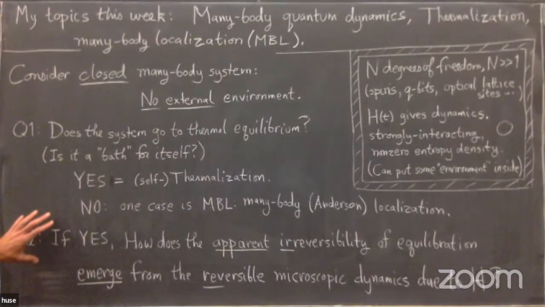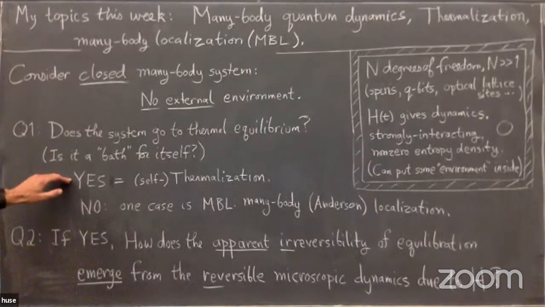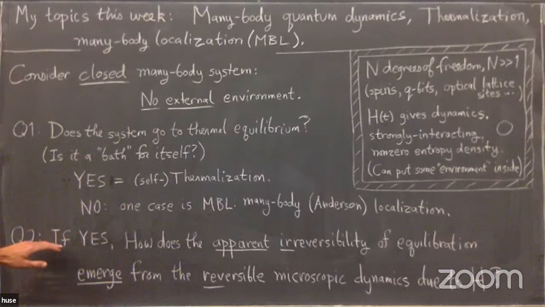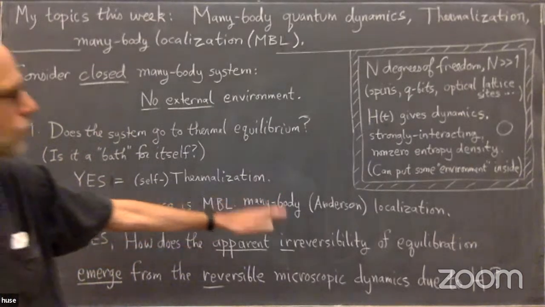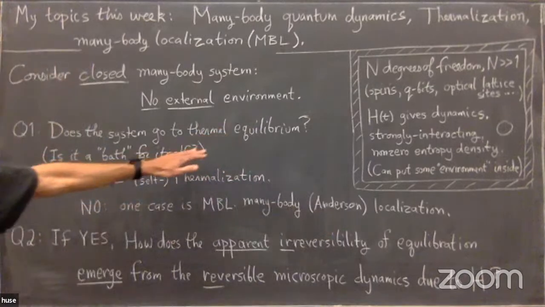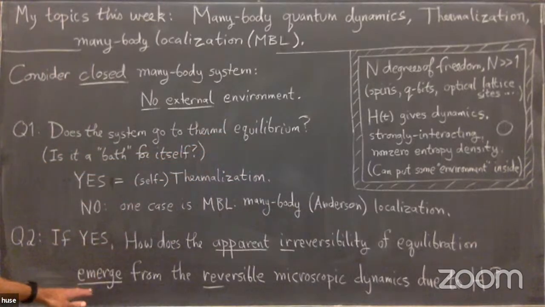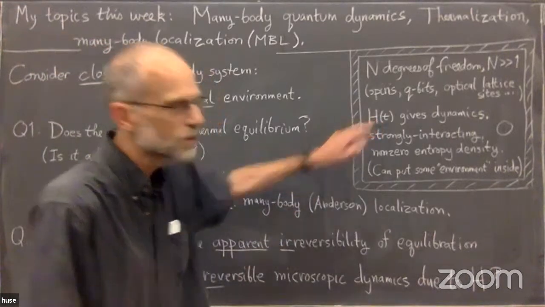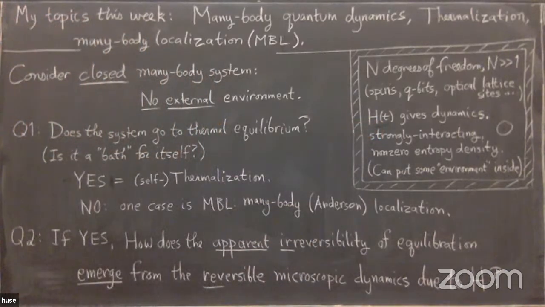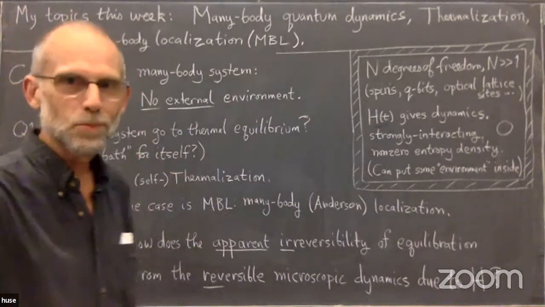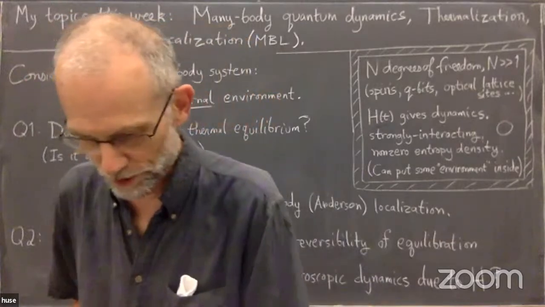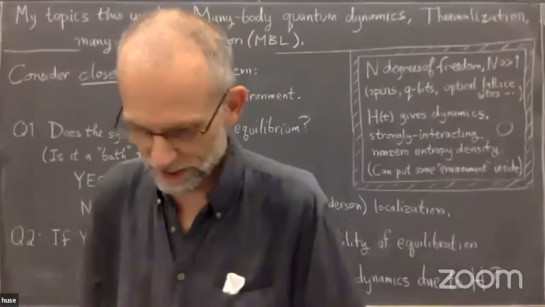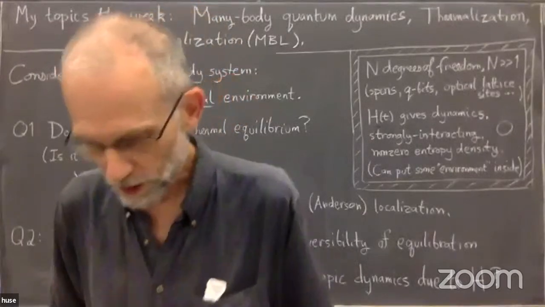And then for today in particular, if the answer is yes, which is what today's lecture is going to be about mostly, how does the apparent irreversibility of thermal equilibration emerge from the reversible dynamics from this Hamiltonian? Right? This Hamiltonian gives reversible dynamics. And so how does that all fit together? Which is an ancient question that Boltzmann worried about in the classical domain. And so I'll say some things about that.